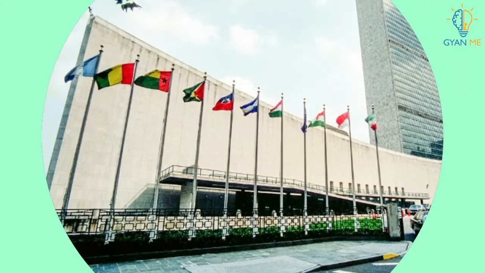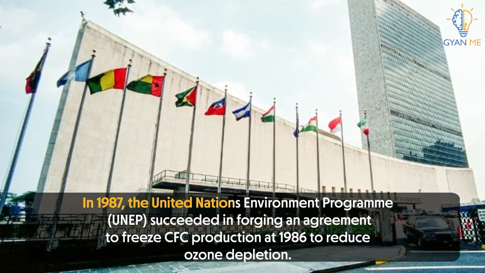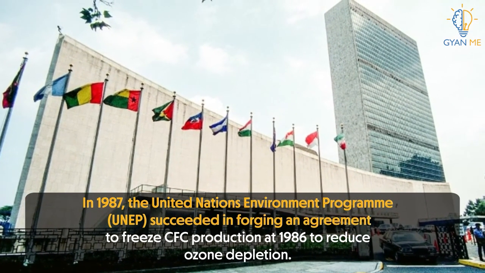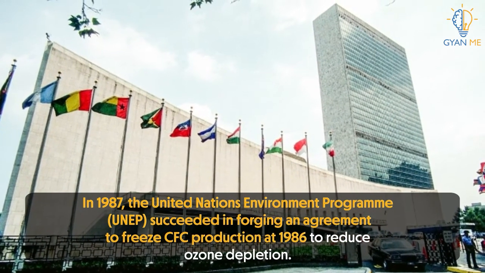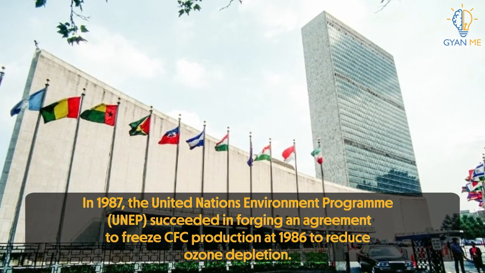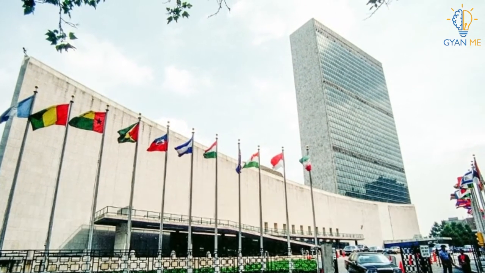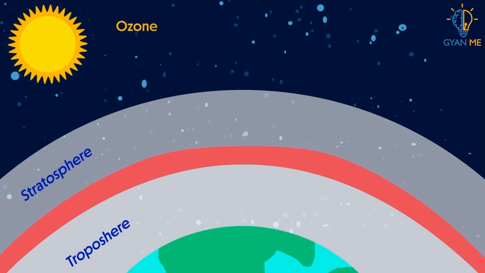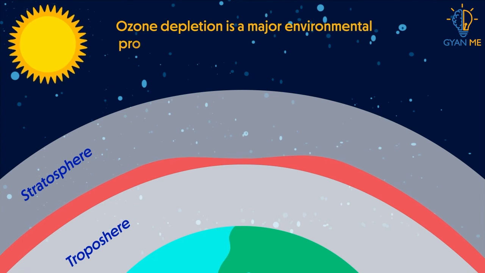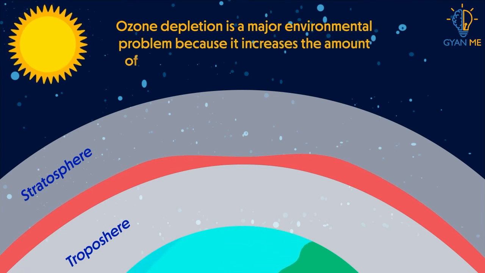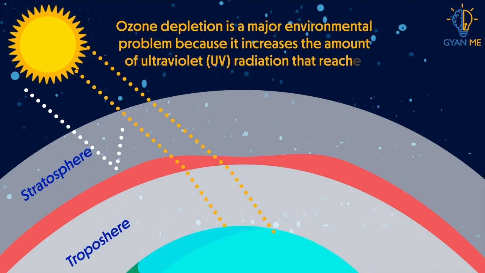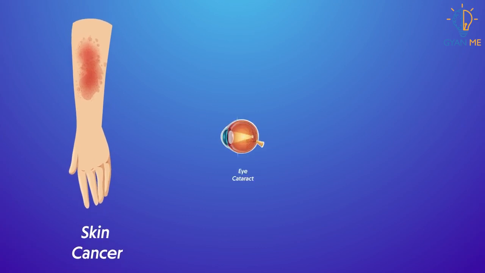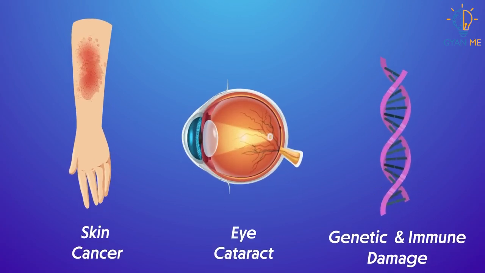In 1987, the United Nations Environment Programme, that is UNEP, succeeded in forging an agreement to freeze CFC production at 1986 levels to reduce ozone depletion. Regardless of these steps, students, still these days ozone depletion is a major environmental problem because it increases the amount of UV radiation to reach Earth's surface. This in turn increases the rate of skin cancer, eye cataracts, and genetic and immune damage.